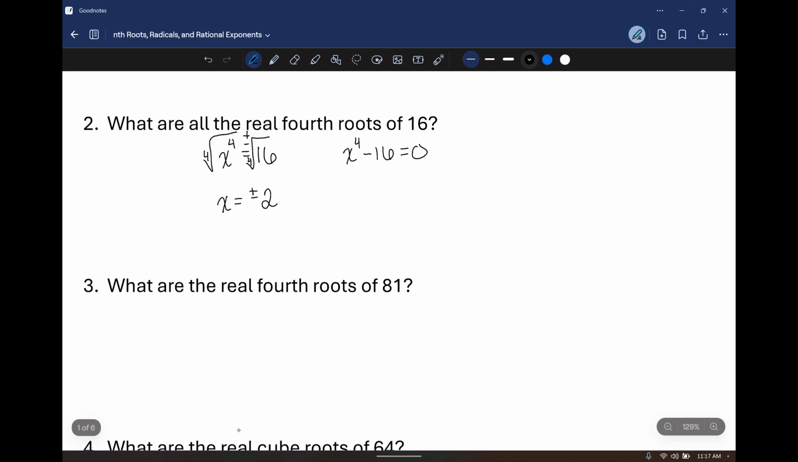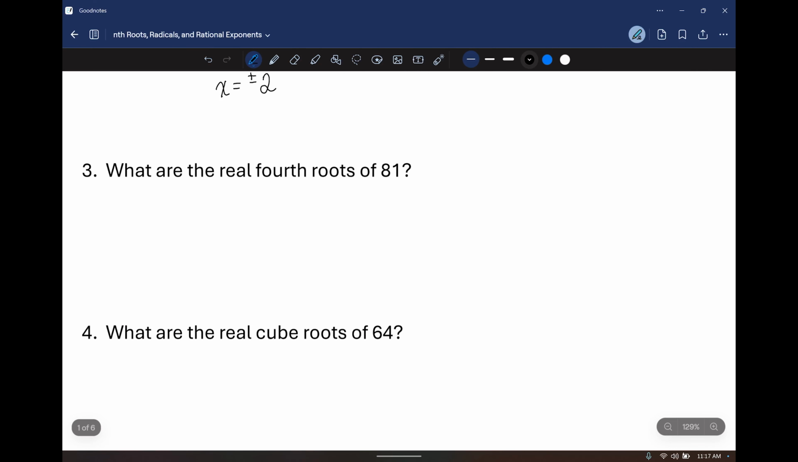All right, so I don't really have to set this up as what number to the fourth power equals 81. I can just say, what is the fourth root of 81? Since this is an even root, I know it's going to come out to be a positive and a negative, so I end up with positive and negative 3.